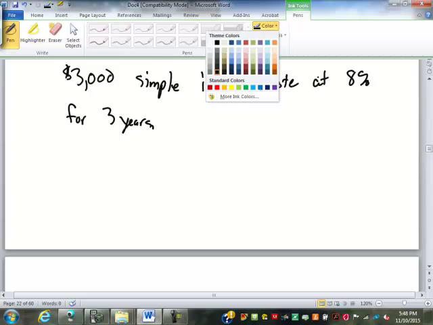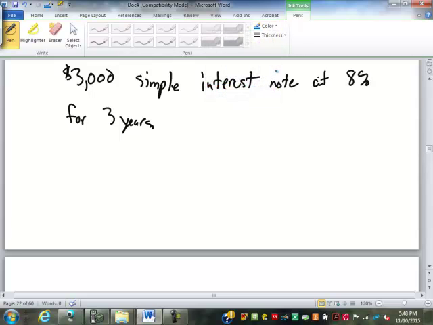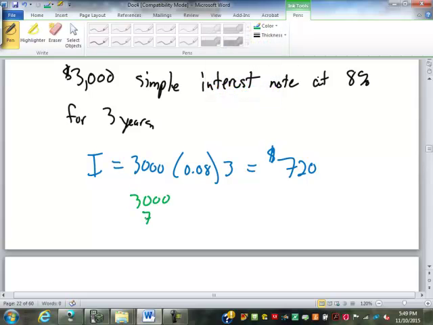Well, simple interest, the interest is going to be the 3,000 times 0.08 times 3, because 3 years is just 3. That's going to be $720 in interest. So the amount paid back is your 3,000 plus 720. $3,720 is your maturity value.